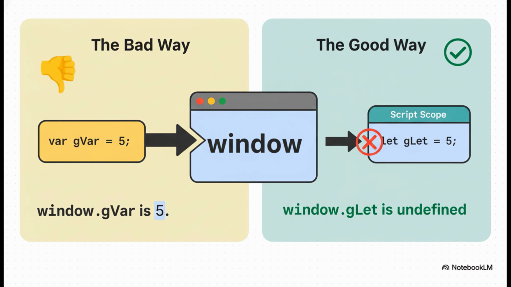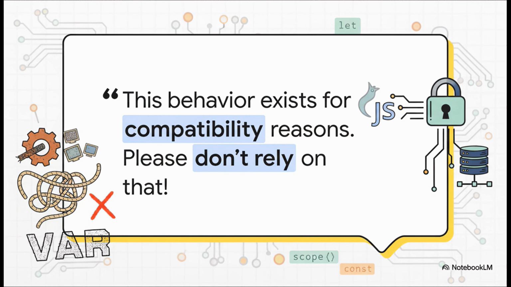But now look at the right side. When we use the modern, much safer let keyword, glet does not become a property of window. It stays nice and cleanly scoped to our script, avoiding any of those messy conflicts. And hey, don't just take my word for it. The documentation is crystal clear on this. This quirky behavior with var only exists for backward compatibility with really old code. For any modern JavaScript you're writing, you should absolutely, positively not rely on this. It just leads to messy, unpredictable code.